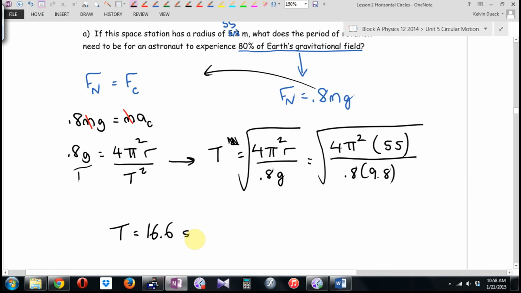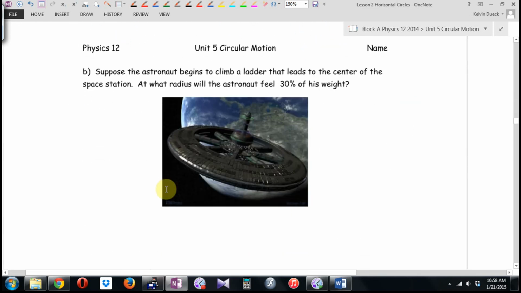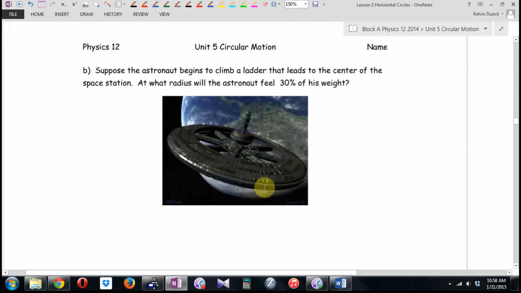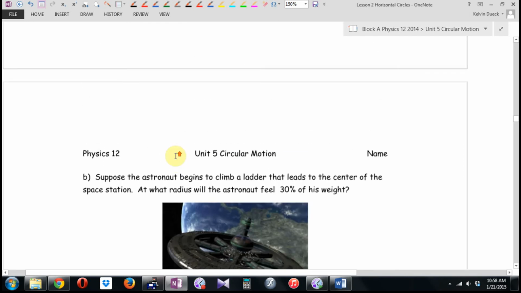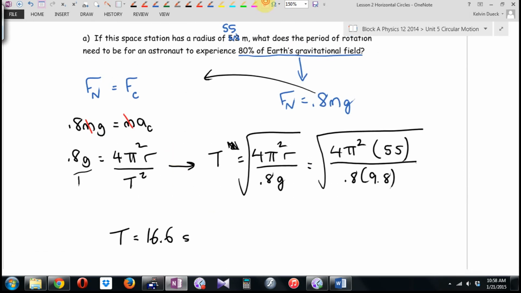So what we're talking about, we'll do this next class, is a space station designed like that. In the very center, there'd be very little or no gravity. It'd be weightless. But as you move further and further towards the edge, gravity would increase. Why, Mr. Dueck? Oh, because as r gets bigger, sorry, I should get the g by itself. Anyways, it would increase. We'll look at that next lesson. Okay?